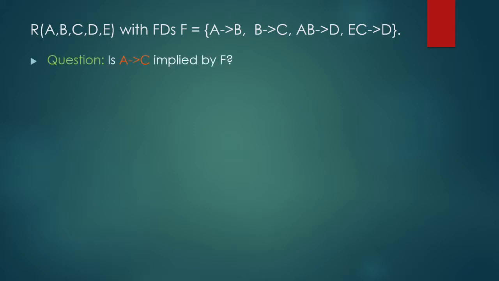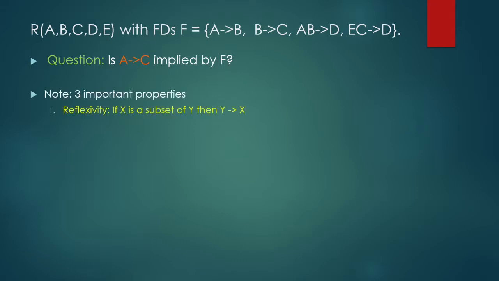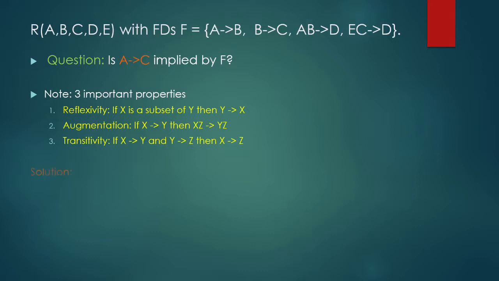In the first question, we can see that it's asked: is A goes to C implied by F? Before we really get into this, there are three important properties that must be understood fully. Looking at the property of transitivity, we can see that if X goes to Y and Y goes to Z, then X goes to Z.